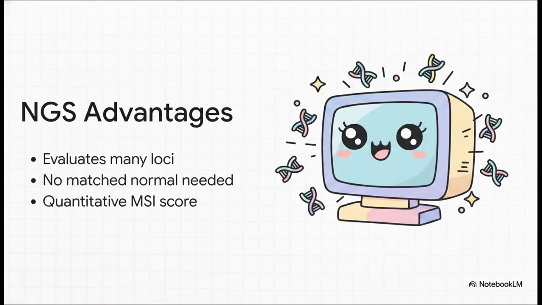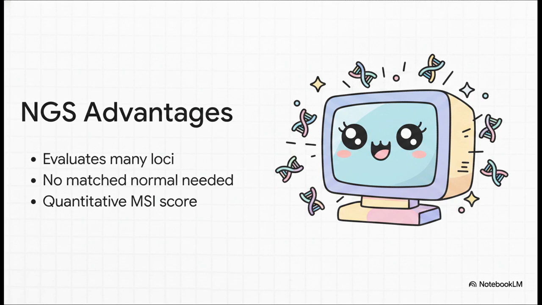Today, however, next-generation sequencing, or NGS, is absolutely taking over. And it's easy to see why. Instead of looking at just 5 little markers, it brings in advanced bioinformatics algorithms to scan dozens, sometimes thousands of loci all at once. Plus, it frequently eliminates the need for a normal tissue sample for comparison. It just relies on established baseline data to give doctors a precise quantitative MSI score alongside a bunch of other critical tumor data.